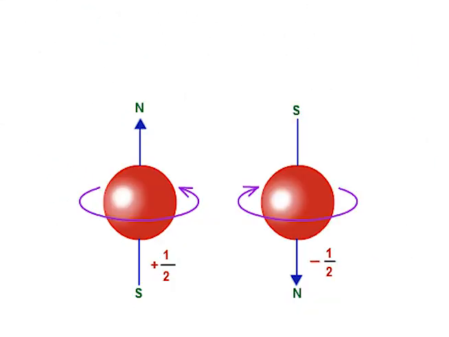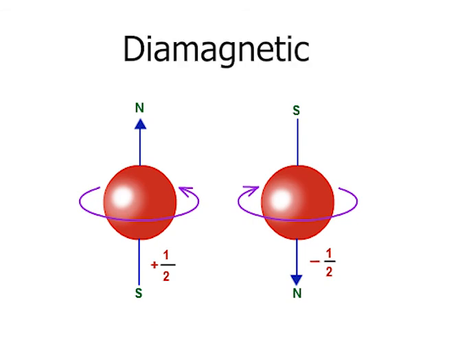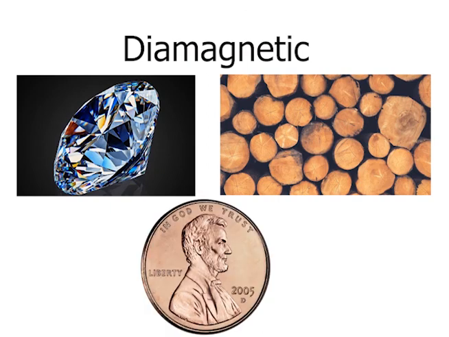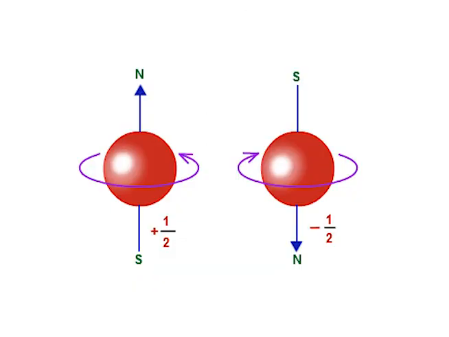An atomic orbital with paired electrons is called diamagnetic and has no specific magnetic properties. These kinds of orbitals can be in anything that isn't attracted or repulsed by a magnet, like diamonds, wood, or copper. The opposite spinning electrons create opposite magnetic fields, which cancel each other out, giving no overall magnetic properties.